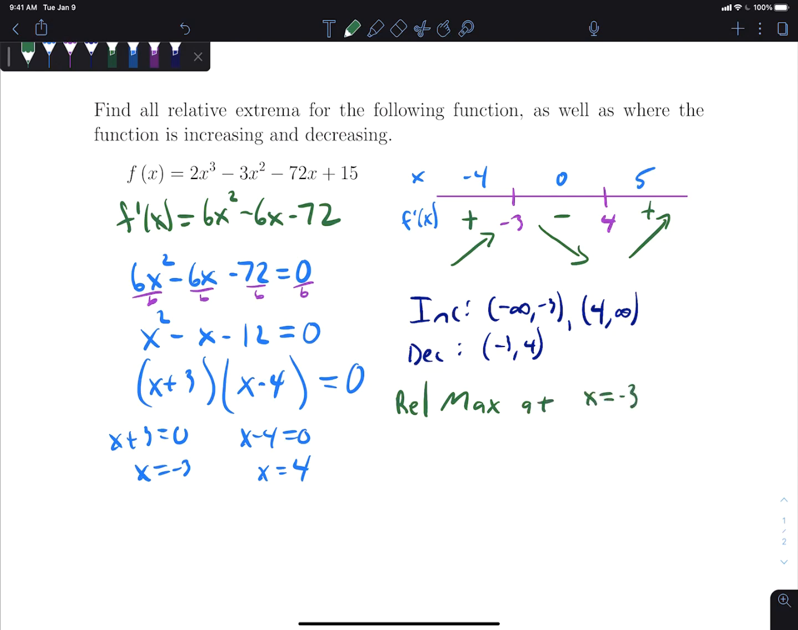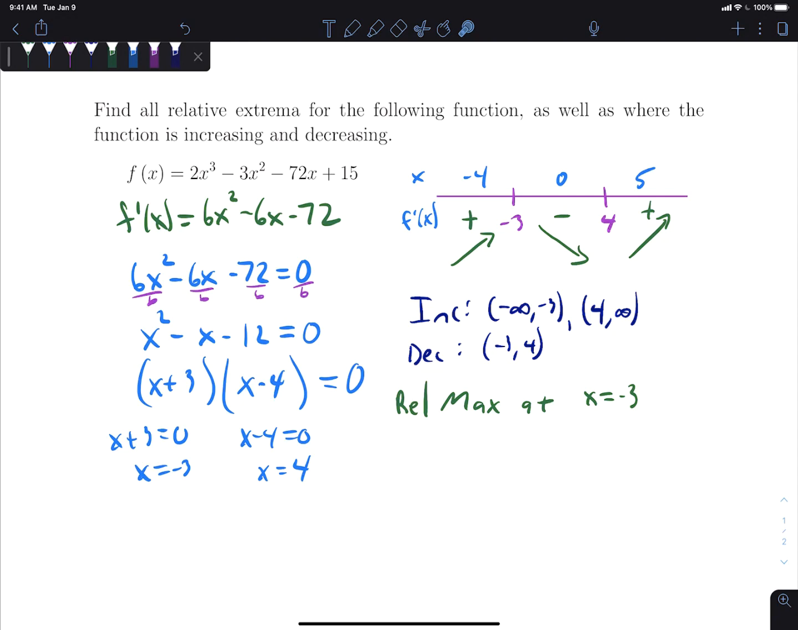Now the actual relative maximum is whatever you get when you plug it into the original function. So my recommendation is take your calculator out and type that in. And that's what I'm doing right now. I'm taking the calculator out. I'm going to go to y equals, just type this in as 2x cubed minus 3x squared minus 72x plus 15. And then I'm going to go to the table.